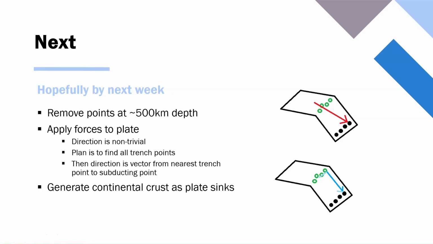So three things that I'm hoping to achieve this week. I don't know if I'll get through them all. I'm certainly hoping to get through the first two. First one is to remove points once they reach 500 kilometers of depth. Now, the plate continues to exist when it gets down here, but it loses some of its mechanical strength due to heat. It doesn't have a major impact anymore on subduction, so we're going to just delete it from the simulation for the sake of computational efficiency. Should be fairly trivial to achieve.